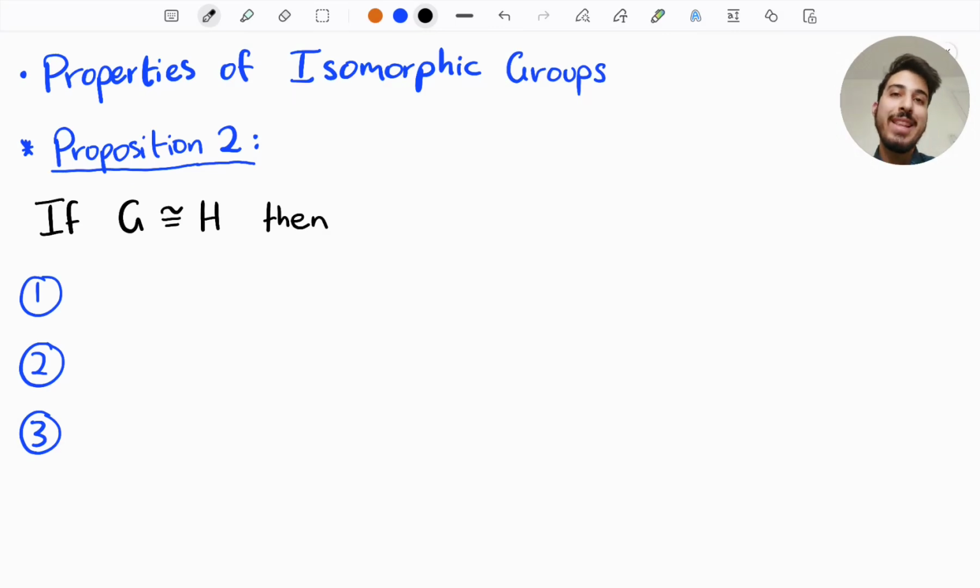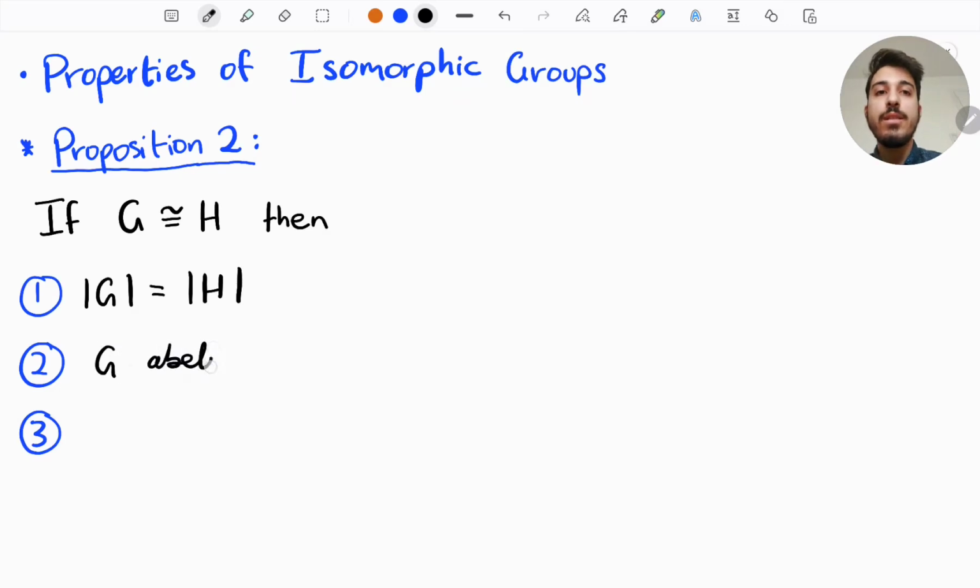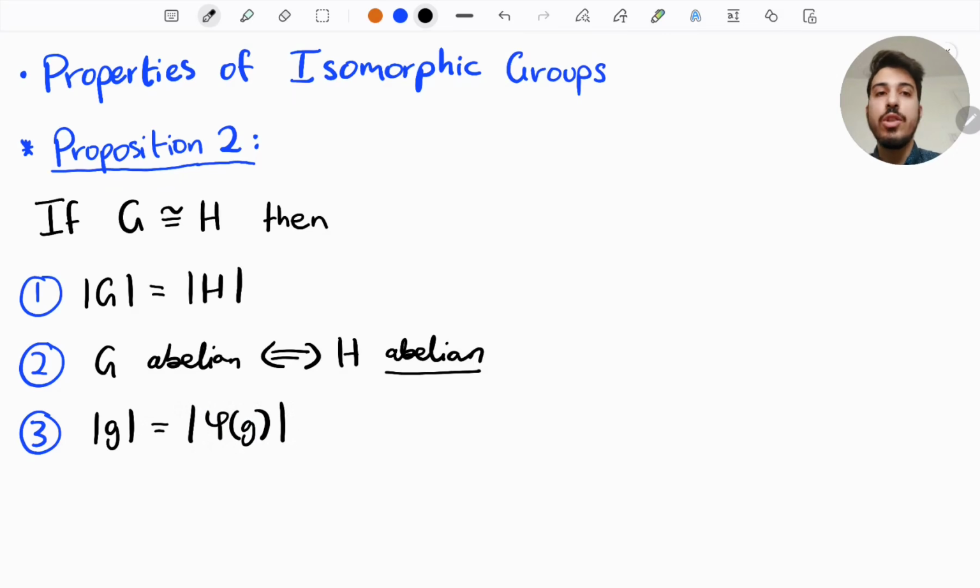But if you want to prove that they are non-isomorphic, it is much easier using this proposition, which says that if two groups are in fact already isomorphic, then necessarily, first of all, the order of the first group is equal to the order of the second group. Second, G is abelian if and only if H is abelian. Remember, abelian means commutative. And lastly, the order of any element g in G is equal to the order of the image of g by phi in H, for all g in G.